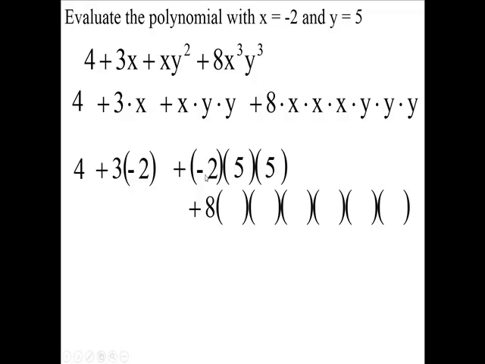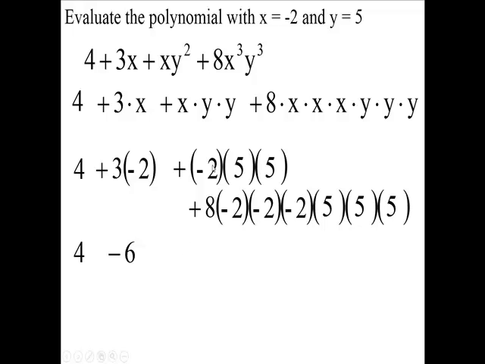Okay? So this is your x, y squared that I have up here. And then I'm going to have 8, and x is going to be written 3 times. So -2 is written once, twice, and 3 times. And then y is written 3 times. You have y cubed, or y times y times y, or 5 times 5 times 5, okay? So we have 4, and this is -6, okay?